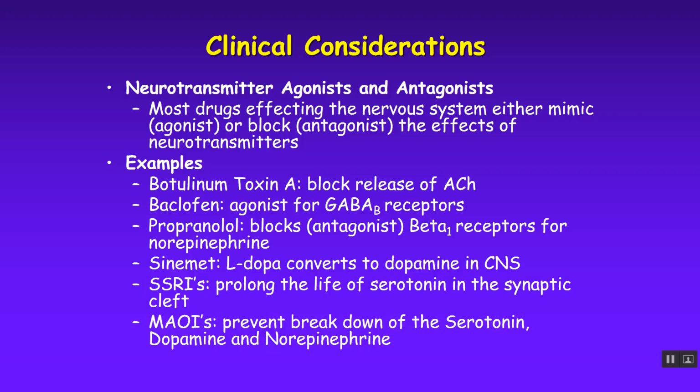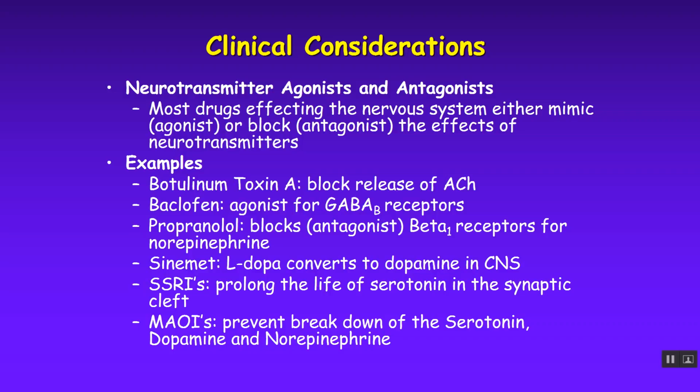Just real quick, clinical considerations. I've already mentioned some of these. So, neurotransmitters, agonists and antagonists. When you're talking pharmacology, trying to influence the nervous system, and oftentimes the autonomic nervous system, your drug is going to either try to mimic a neurotransmitter or block a neurotransmitter. If it's mimicking it, it's an agonist. If it's trying to block it, it's an antagonist to that neurotransmitter, okay? That's all that we're saying there.